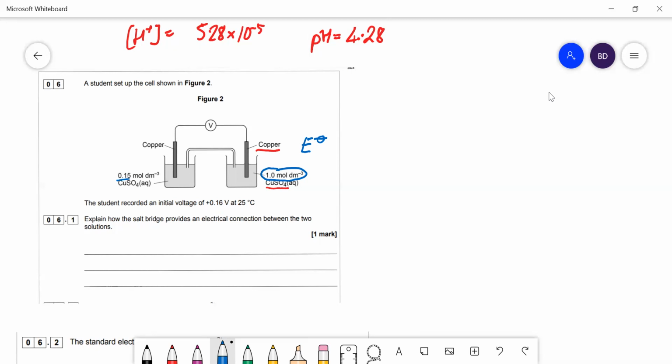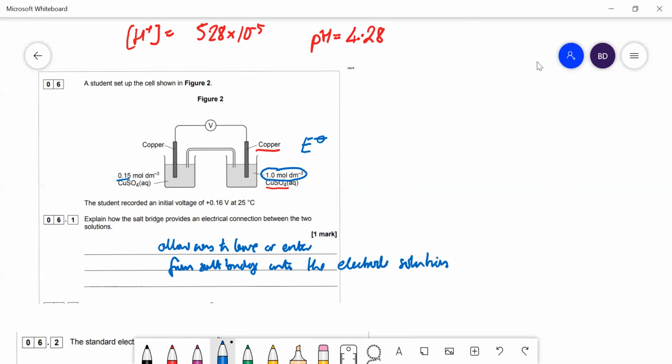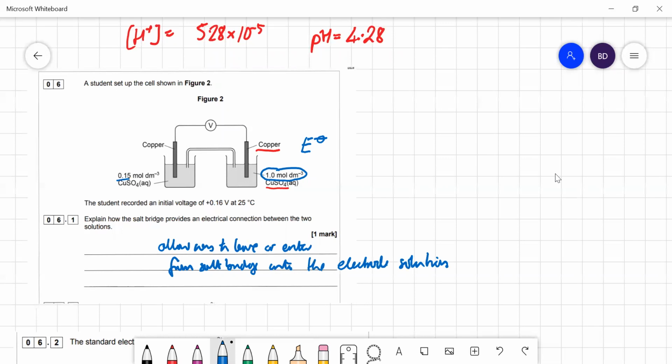Right, explain how salt bridge provides an electrical connection. You have to say it allows ions to leave or enter from the salt bridge into the electrode solution. So current can flow because you have a movement of ions in the salt bridge. And it's there to complete the circuit. That's all you have to say there, really.